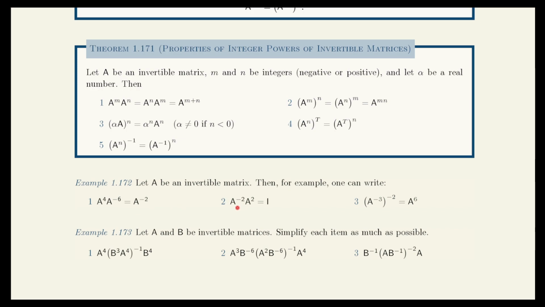And if I ask you what is a to the power minus 2 times a to the power 2, it becomes a to the power 0, and a to the power 0 was defined to be the identity matrix. And if I have a to the power minus 3 to the power of minus 2, I can write a to the power positive 6. Okay? But which rule of powers was not applicable in matrix theory? Do you remember?